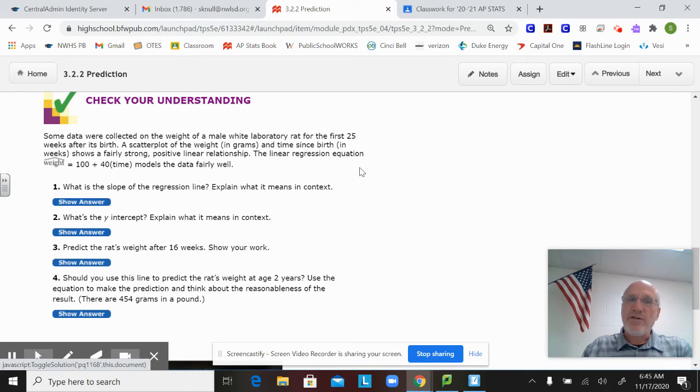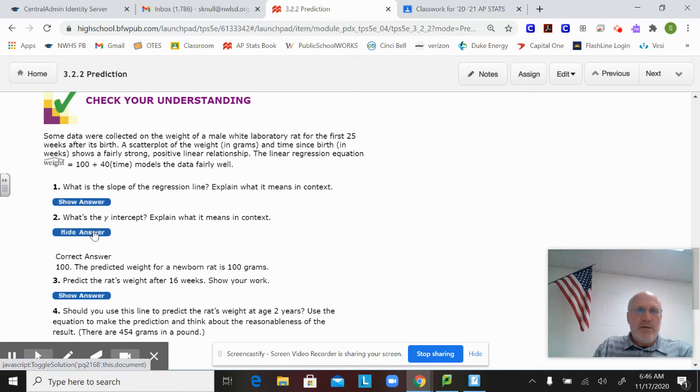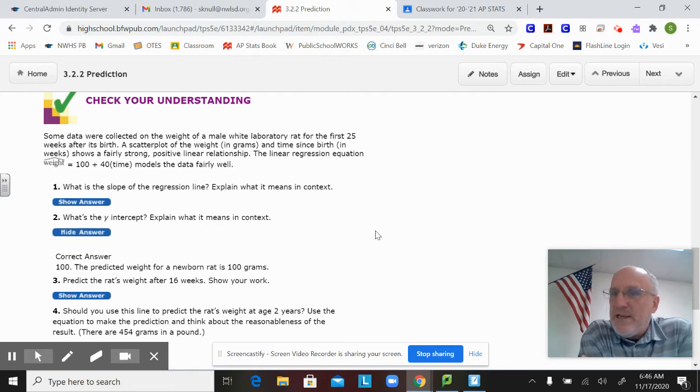Number two, what's the y-intercept? Explain what it means in context. Well, the y-intercept is 100. That means after 0 weeks, the weight of the rat is 100 grams. And that fits in context. That would be when the rat is born, I suppose. Let's see if that's what it says here. The predicted weight for a newborn rat is 100 grams. So that's reasonable. That y-intercept fits kind of in context.